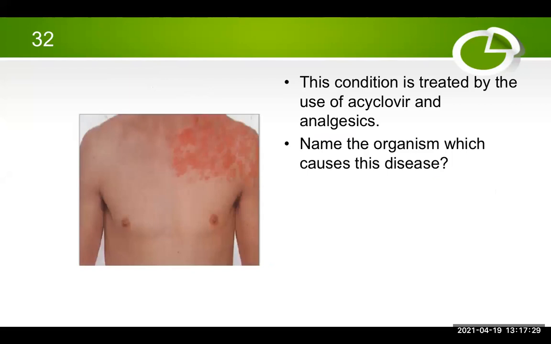Now, this condition is treated by the use of acyclovir and analgesics. Now, the question is, name the organism which causes this disease. HSV. Varicella zoster virus. Okay, so HSV and varicella zoster. Which one do you want to go for? Yes, Yunus, you are saying varicella zoster. Yes, Khatir.